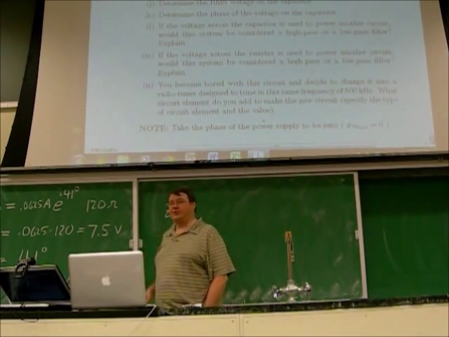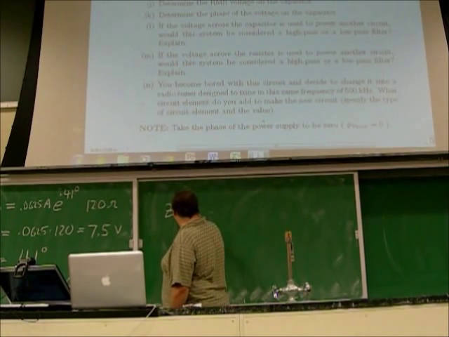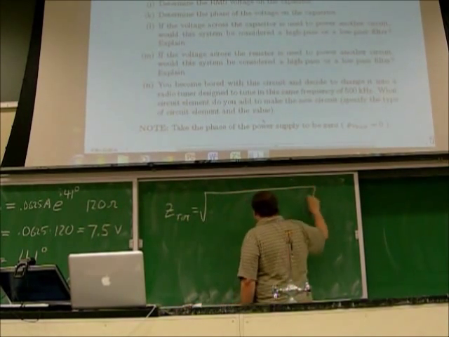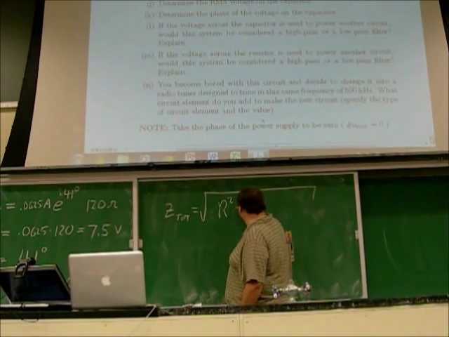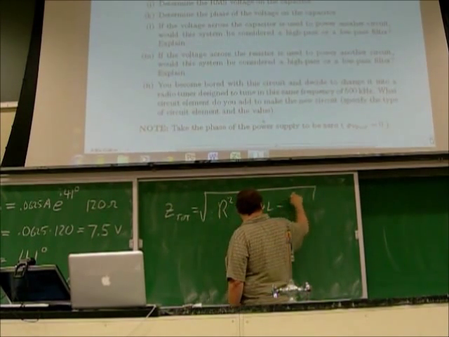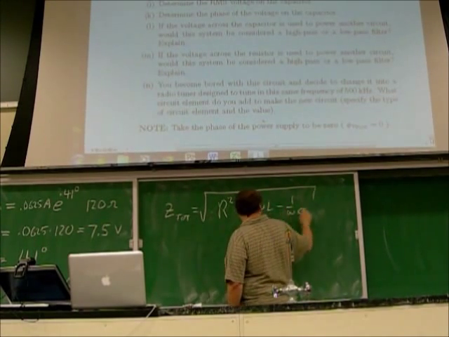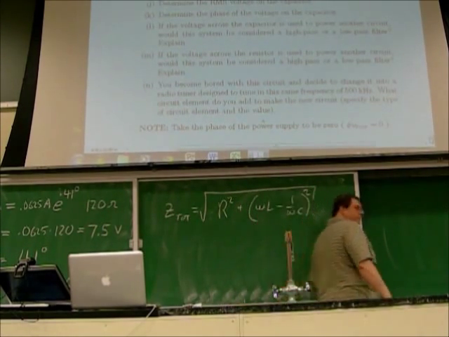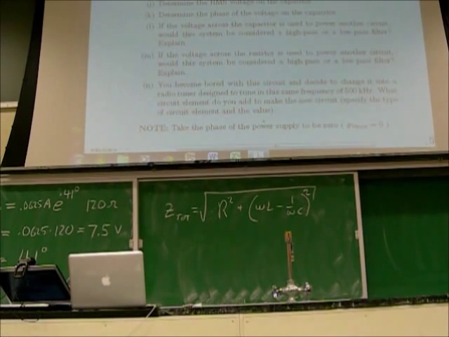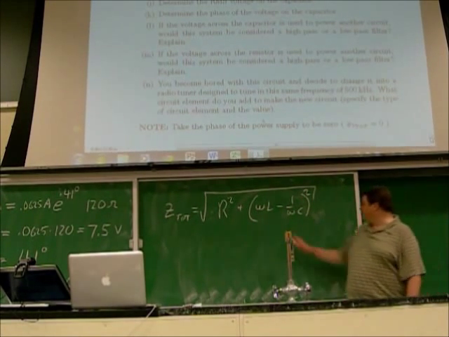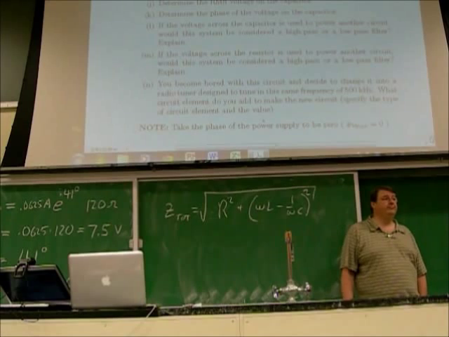Very quickly, we'll do this in more detail later. Can everybody get there in their head? It's a series circuit with an R, an L, and a C. And then the L comes in as plus i omega L. The C comes in as minus i over omega C. So these two combine to get the imaginary part.